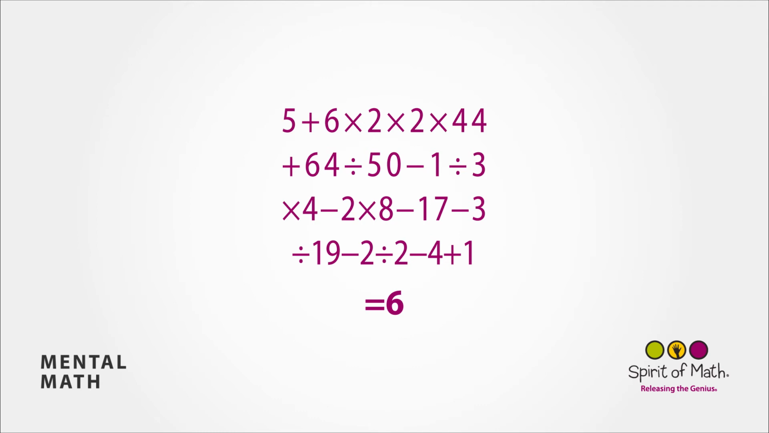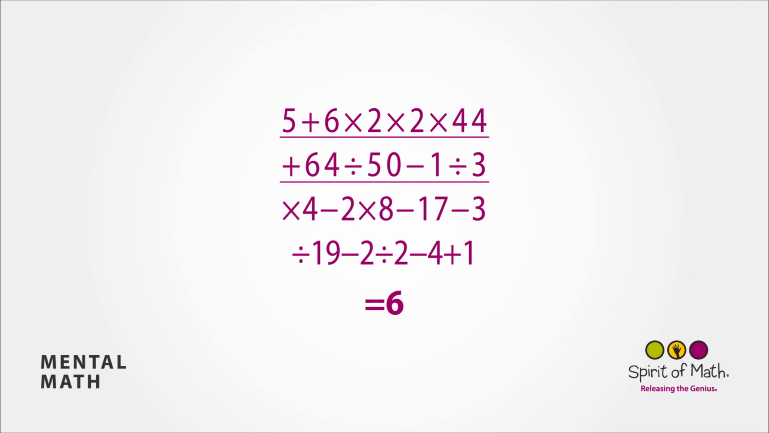Starting at the beginning of the equation, you have 5 plus 6, which is 11. Multiplying by 2 is 22. Multiplying by 2 again is 44. Multiplying that by 44 gives you 44 squared, which is 1936. Adding 64 is 2000. Dividing that by 50 is 40, and subtracting 1 is 39.